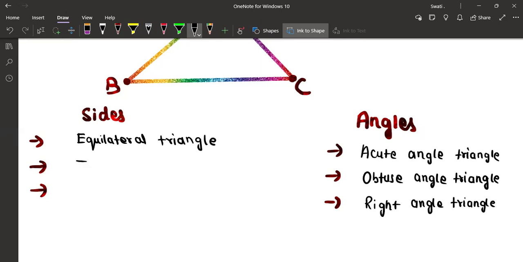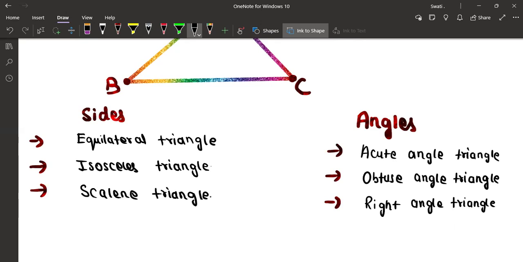Next is isosceles triangle. Yes, isosceles triangle. What is the meaning of isosceles triangle? Any two sides are going to be equal. The third one is going to be different. Okay, that's the meaning of isosceles. The third one is scalene triangle. Scalene triangle is a triangle in which none of the sides are equal. कोई भी एक दूसरे के साथ equal नहीं होगा, सब अलग-अलग होंगे. Got it? That's a very basic information.